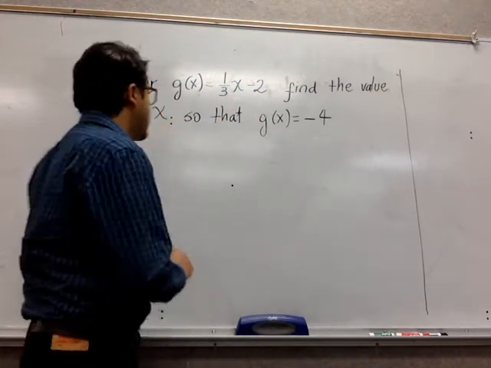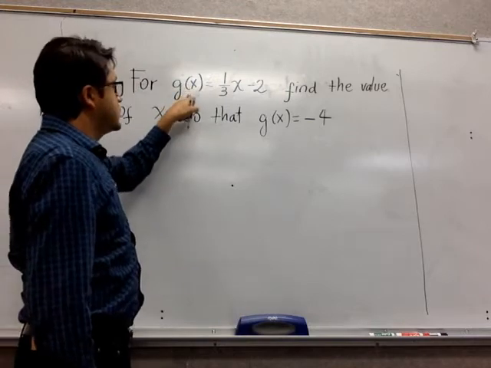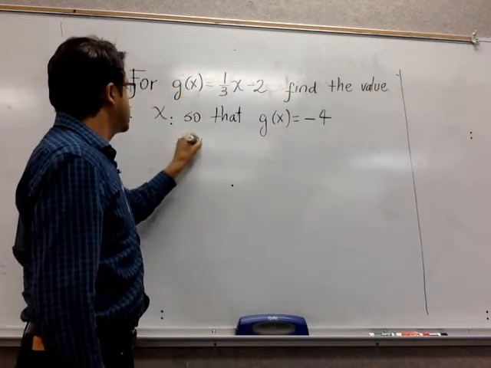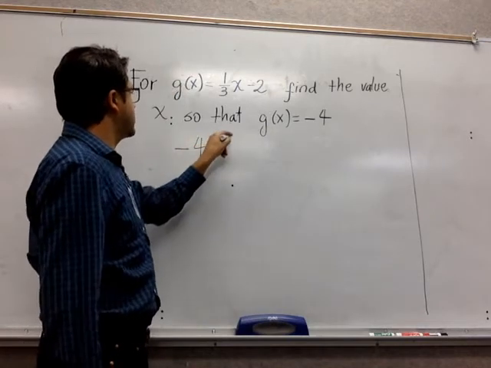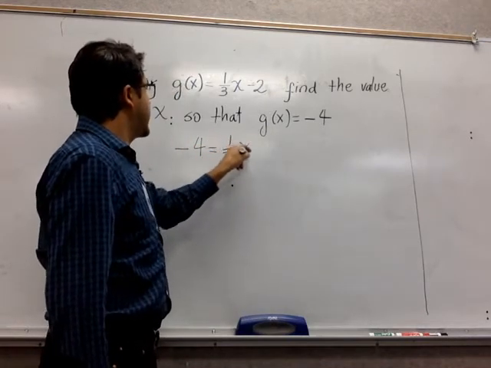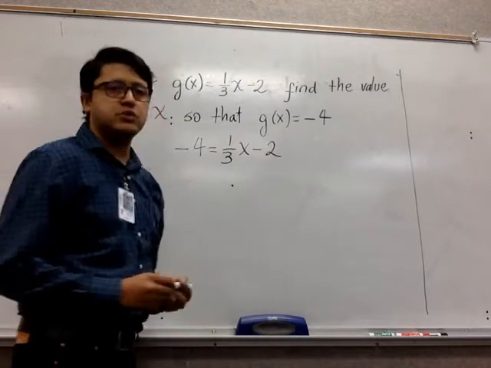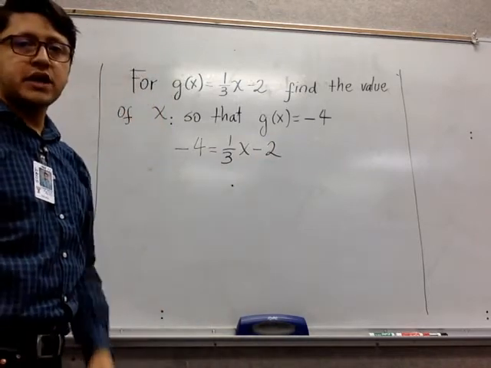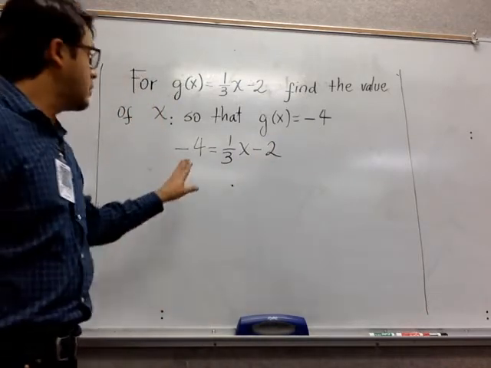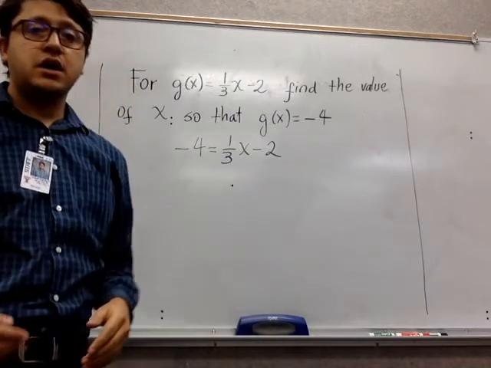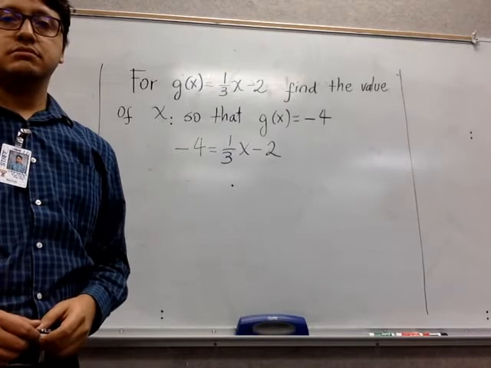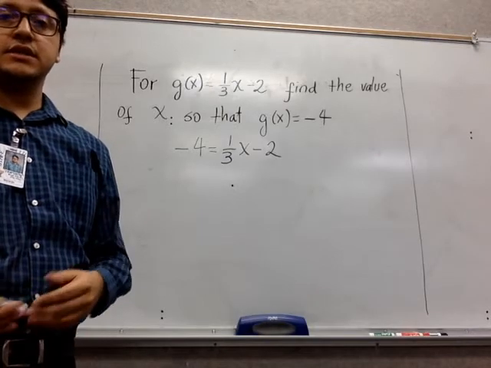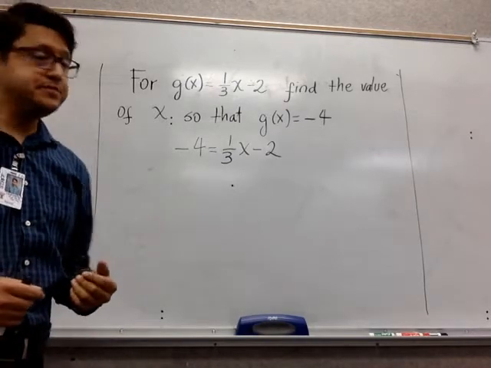I'm going to write it down here. So it means that this g of x is -4. I'm going to plug it in, right? -4 equals 1/3 of x minus 2. So I hope this is familiar to you. What you can see here is a traditional linear equation. Those we did in our last chapter.